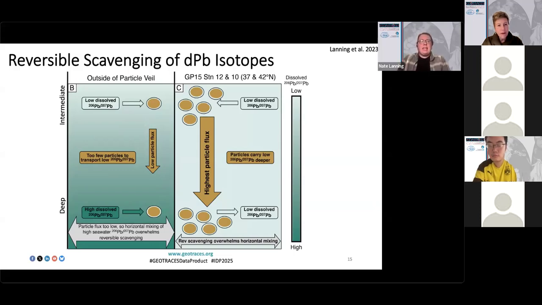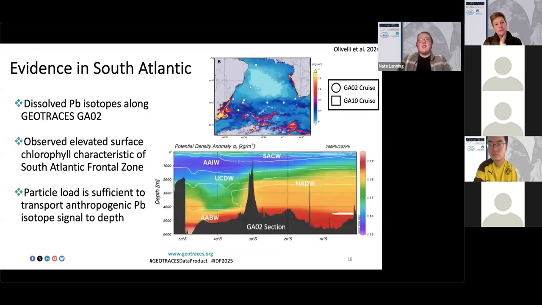One of the questions we had at the end of our paper was, is this going to happen in other particle veils? And we suggested that it absolutely would. And only the power of GeoTraces is able to show us that that is absolutely the case. So thank you to the GeoTraces GA02 and GA10 cruises that allowed Ariana Olivelli to show us evidence of this idea in the South Atlantic as well.